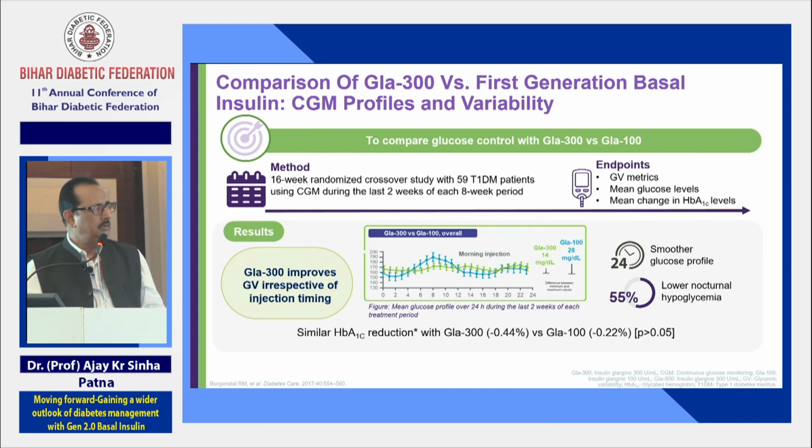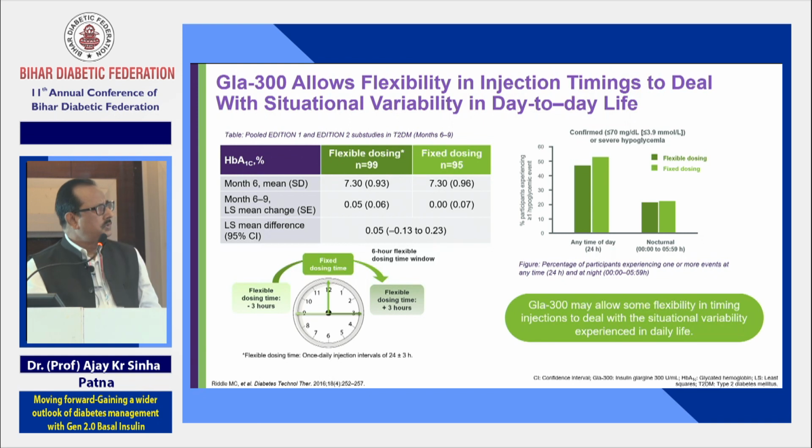So if GLA 300 has been prescribed, it has been found that in spite of the timing of the insulin, GLA 300 improves GV irrespective of the injection time. That means the basal insulin has an effect like a peakless insulin, which is what they are claiming. So there was no great fluctuation, even if the timing was different from the meal time. GLA 300 allows flexibility in injection timing to deal with situational variability in day-to-day life.